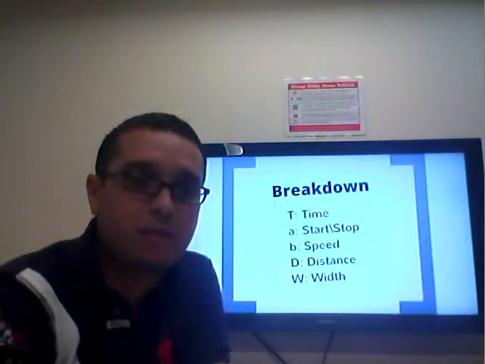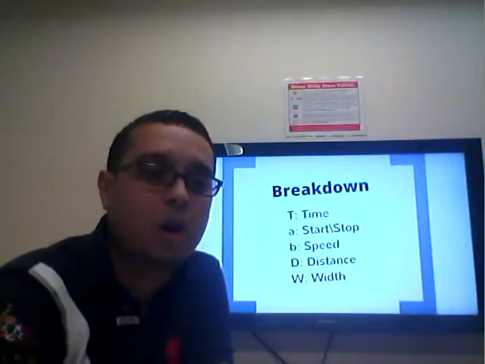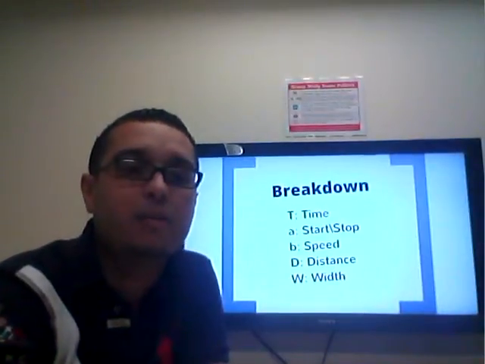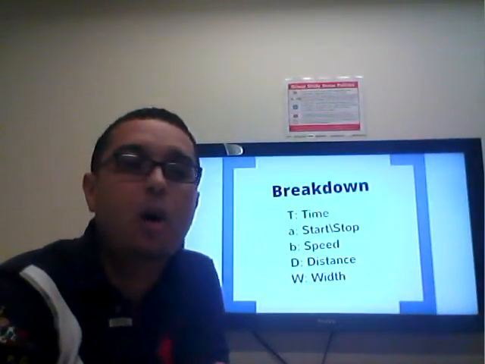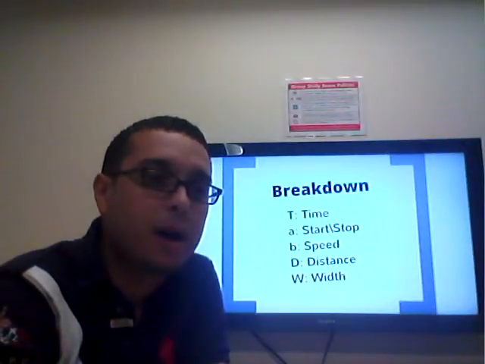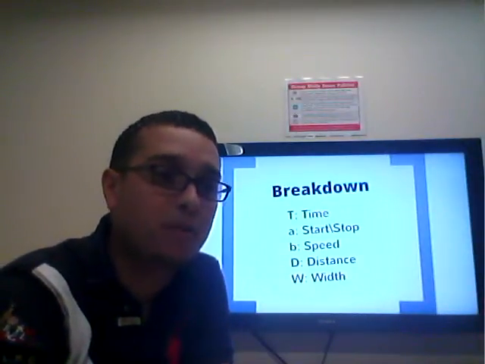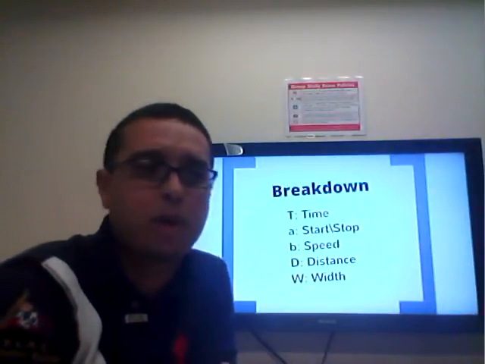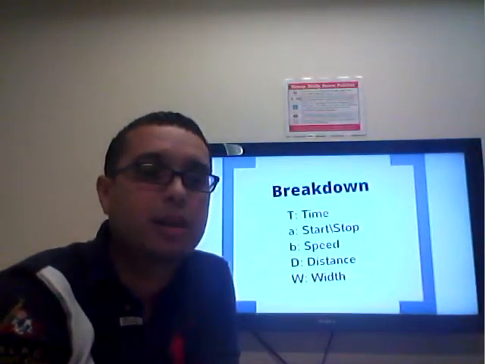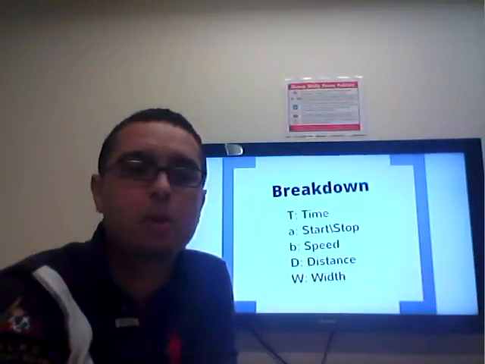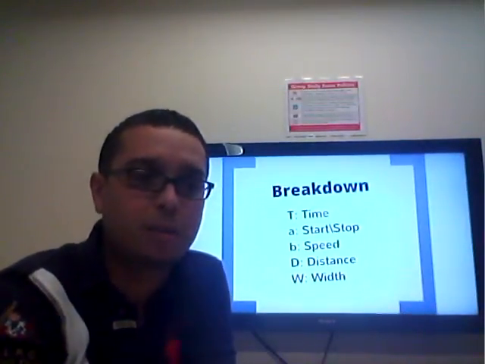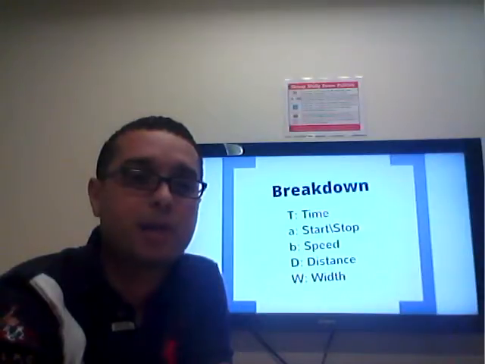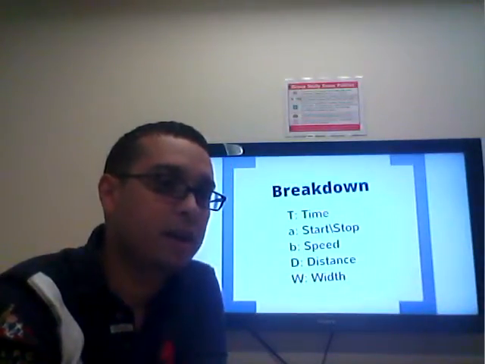Letter D is the distance from the starting point to the center of the target. Traditionally, researchers have used the symbol A for this, to mean the amplitude of the movement. The last letter, letter W, is the width of the target measured along the axis of the motion. W can also be thought of as the allowed error tolerance in the final position, since the final point of the motion must fall within plus or minus W divided by 2 of the target center. Let's go ahead and pass more explanation to my friend Stephen.